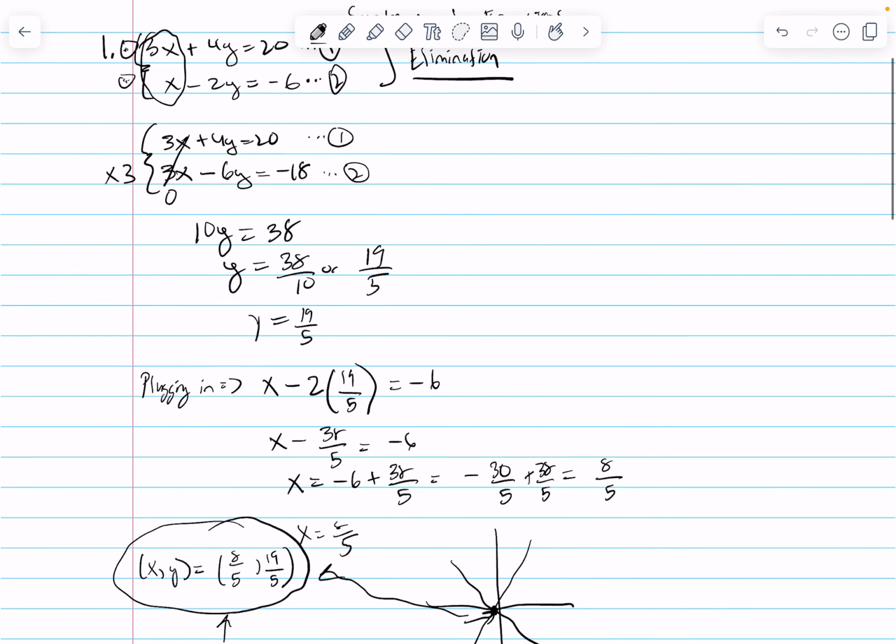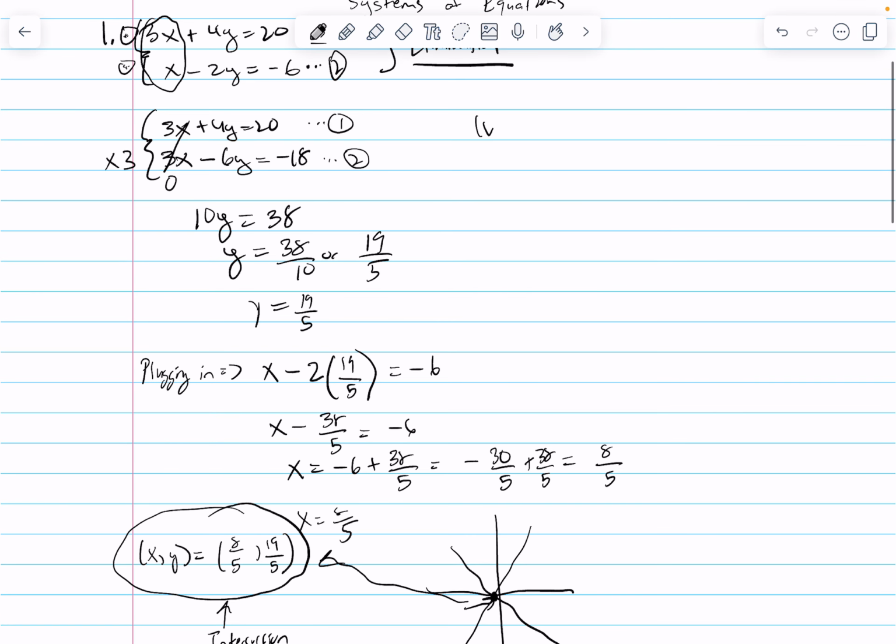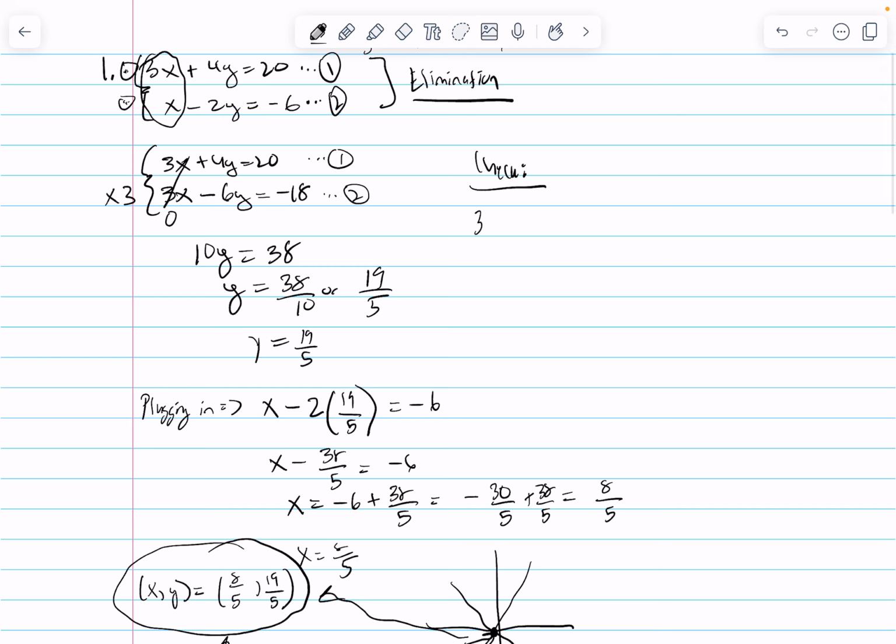And we can check this answer too. So let's check by plugging the ordered pair back in. Let's do the first equation now. 3 times 8 over 5 plus 4 times 19 over 5 is equal to 20. So now we have 24 over 5 plus 76 over 5 equals 20. This equals 100 over 5, which is 20. So 20 equals 20. Check. So equation 1 works.